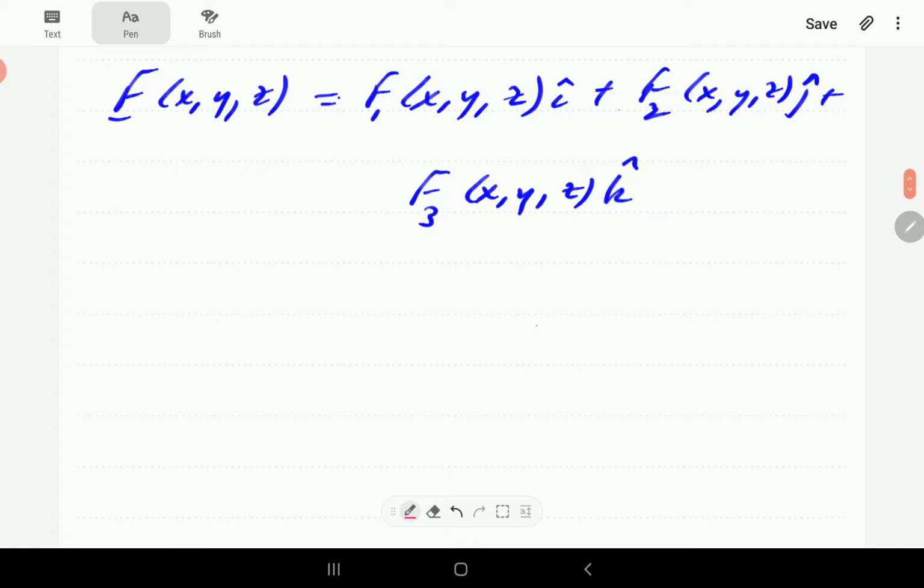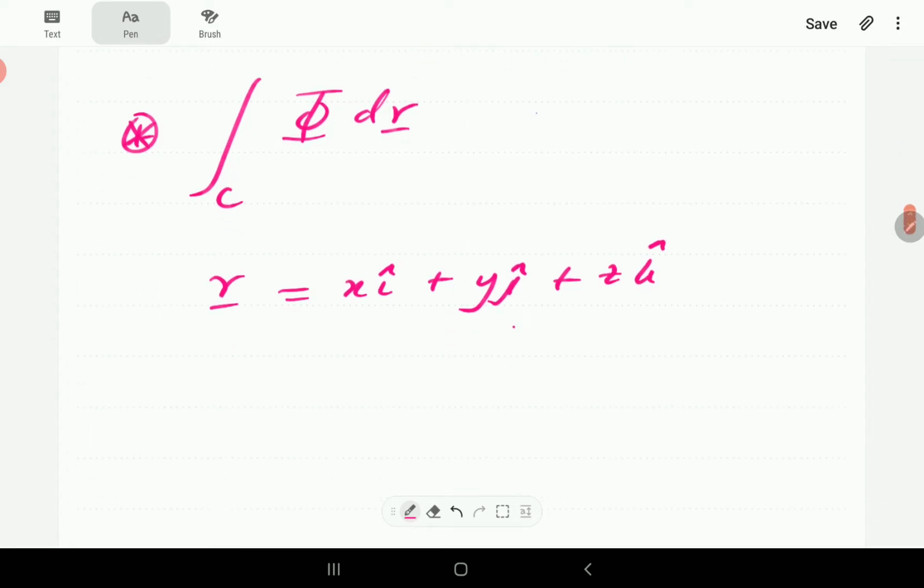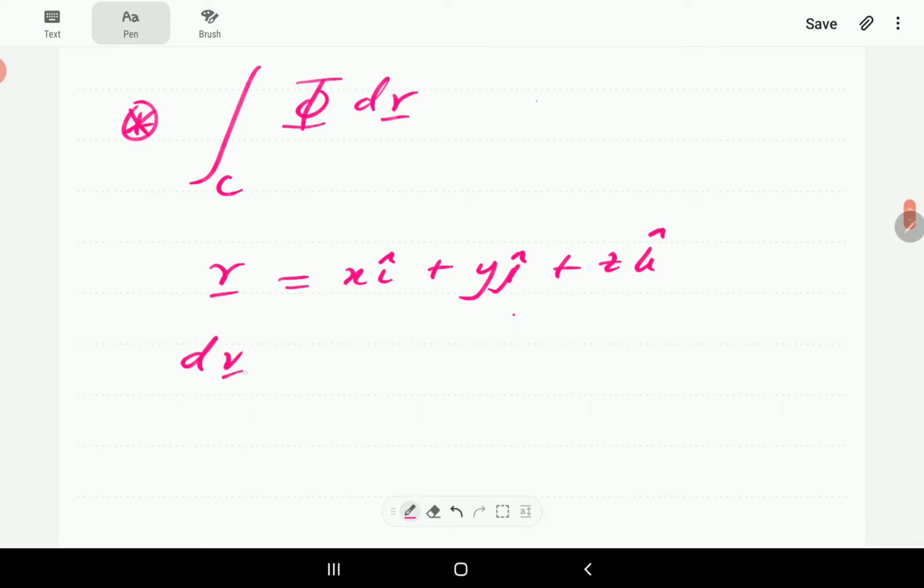Okay, then there are going to be two types of integrals. We are going to talk about line integrals. The first one is going to be phi dr along some given contour. Now remember that r is the position vector xi plus yj plus zk. So dr is going to be the differential of this, so it's going to be dxi plus dyj plus dzk.